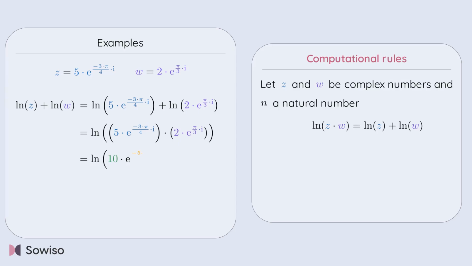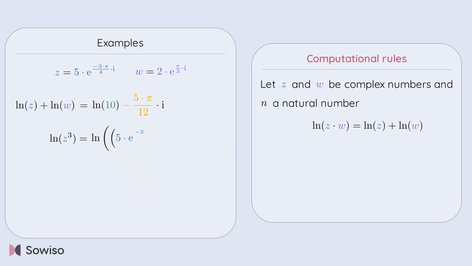Multiplying the magnitudes and adding the arguments, we obtain the logarithm of 10 times e to the power of negative 5 pi over 12 times i. Using the definition of the complex logarithm, this becomes the logarithm of 10 minus 5 pi over 12 times i.